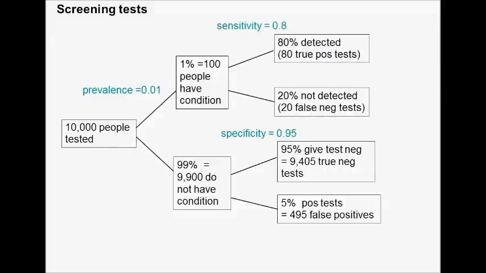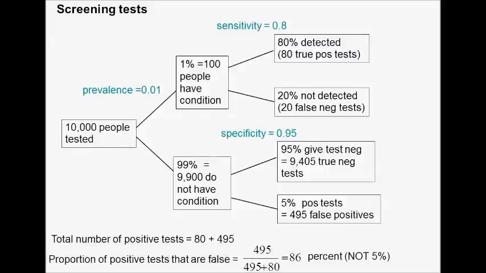What happens among the 100 people who do actually have the condition? Well, let's suppose that the sensitivity of the screening test is 0.8. What that means is that you will detect correctly 80% of the people who have the condition. The corollary of that is that you will fail to detect 20% of the people who have the condition. So this gives you 80% of positive tests, and these ones are all true positives because the people actually have the condition.